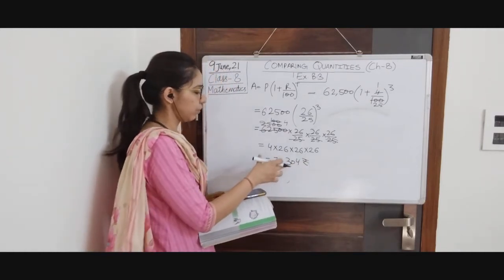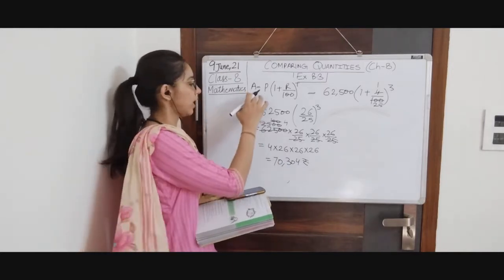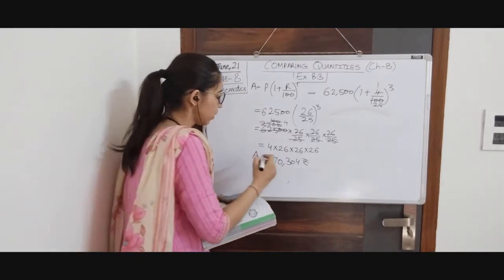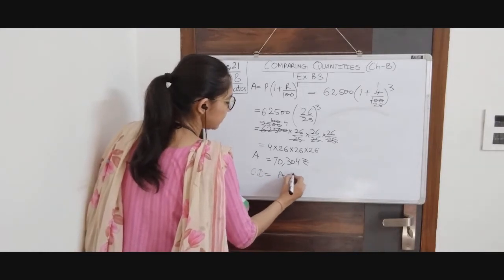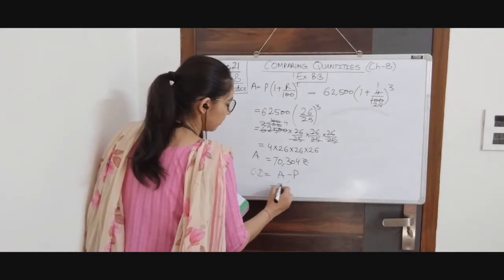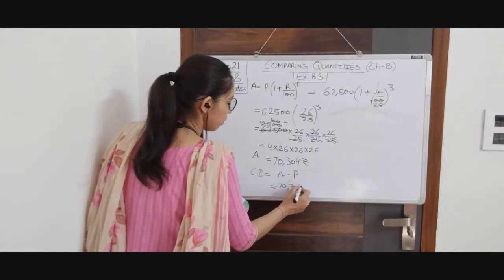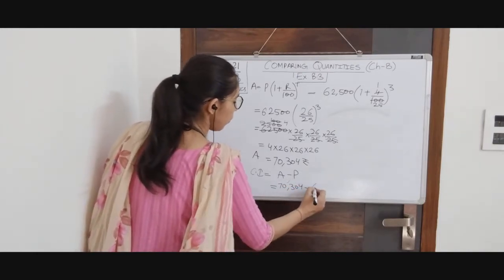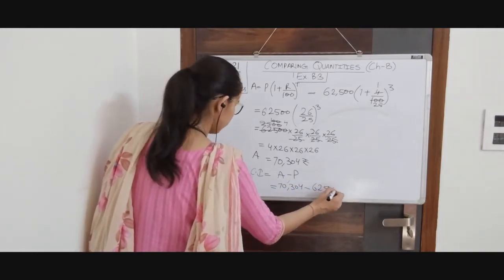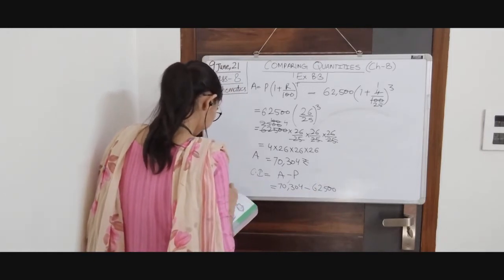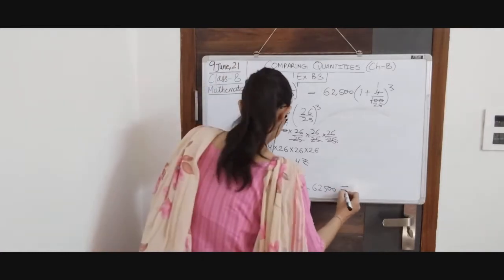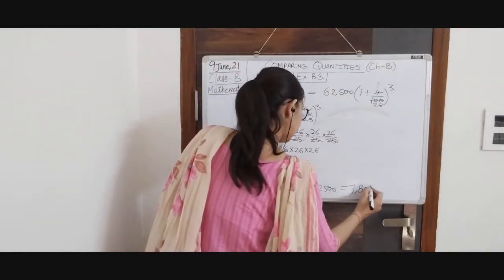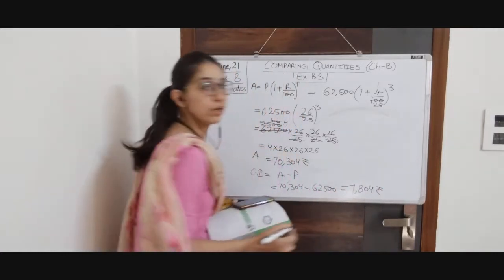We won't leave here because you have to find out interest also, and this is your amount. Your interest is amount minus principal. Amount is 70,304, minus principal 62,500. It means your interest is going to be 7,804 rupees.